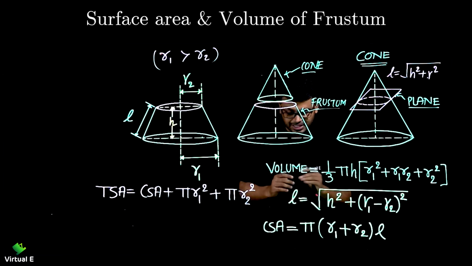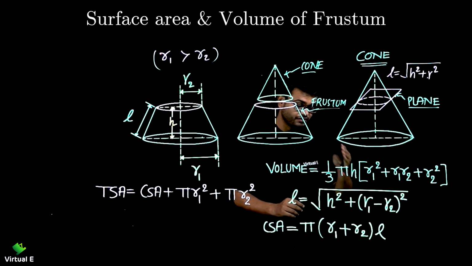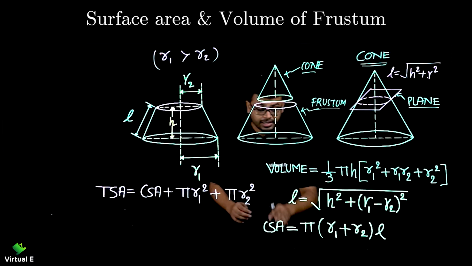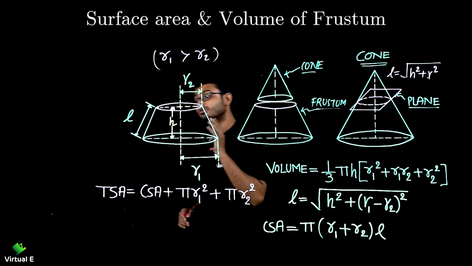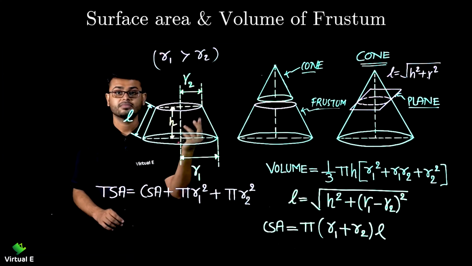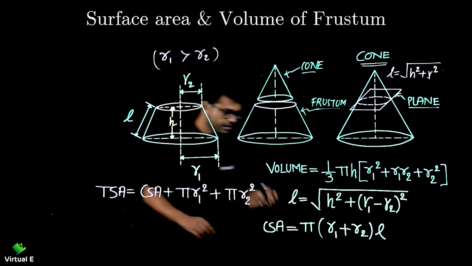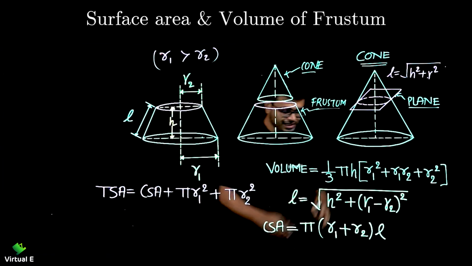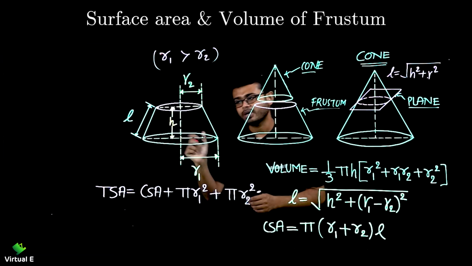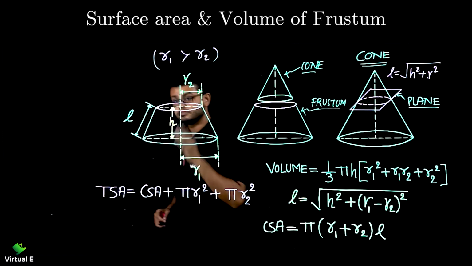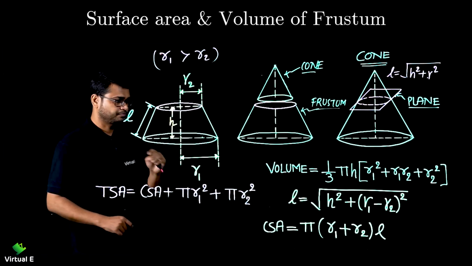That's the formula for slant height. L is equal to square root of h square plus R1 minus R2 whole square, right? Now CSA, we are only going to talk about the curved surface area, right? We had the formula for cone as well, that is pi r l. Here also we have the same, pi instead of r. Remember, there are two radii. So R1 plus R2 into l. So that is the curved surface area.